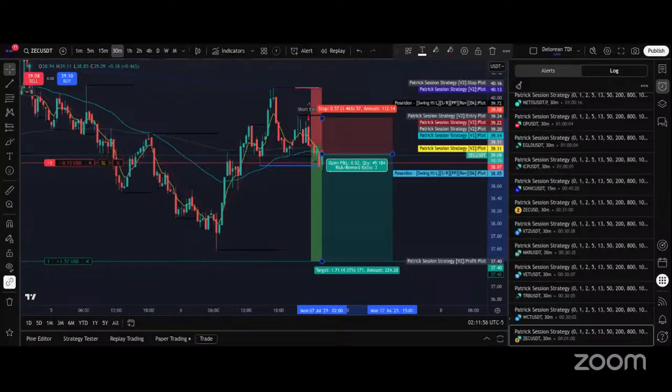This is going to be ZEC USDT, again on a 30-minute confirmation, market execution sell. Risk to reward ratio is 3.00 with a take profit of 37.40. That's going to be 171 pips. Stop loss is going to be 39.68. That's going to be for 57 pips. Entry price is going to be 39.11.